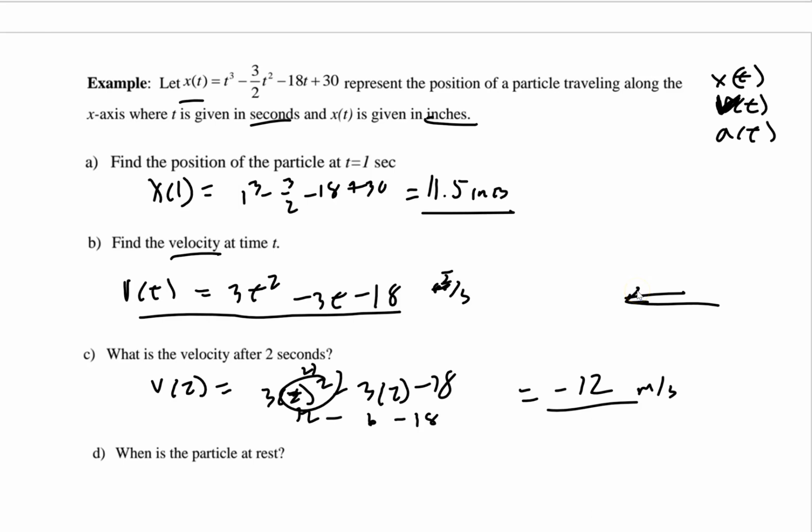When is the particle at rest? We set the derivative equal to 0. Particle at rest, it's not moving, so you set velocity equal to 0. We have our velocity equation, 3t squared minus 3t minus 18.